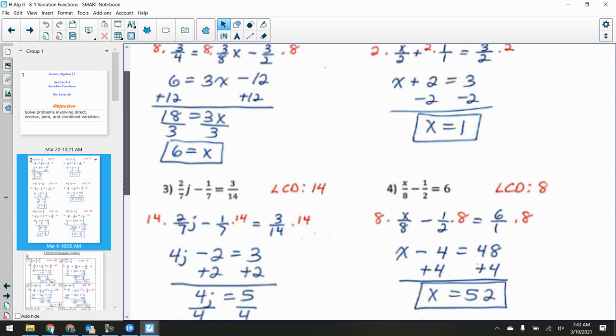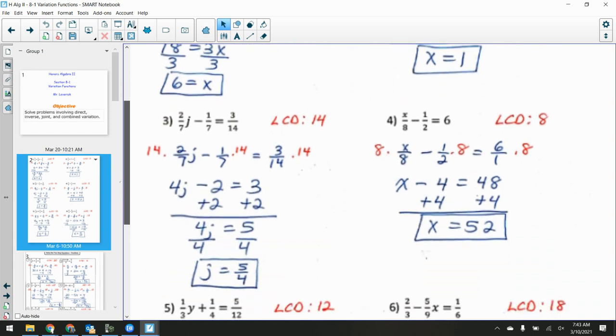Number 3, the LCD is 14, or 2 times 7. Multiply it in, it cross cancels with the 7. You get the 2. 2 times 2 is 4. This cross cancels with the 7, get a 2. Multiply in, 2 times 1 is negative 2. It cross cancels the full 14, so it just leaves a 3, and solve your equation.